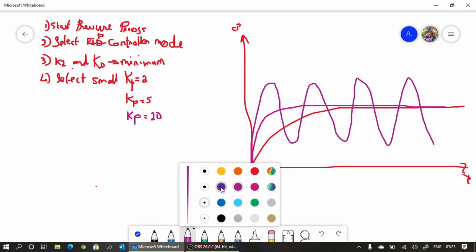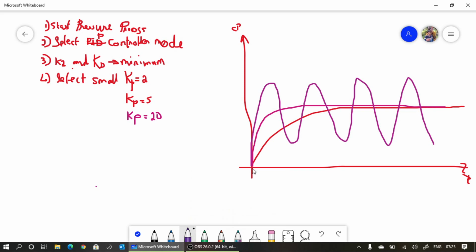This is for explaining purpose. Actually, that one is not observed. You have to do that. Okay. So corresponding to Kp equal to 10, maybe a small oscillation is started. Definitely that one is damped, but oscillation is started.